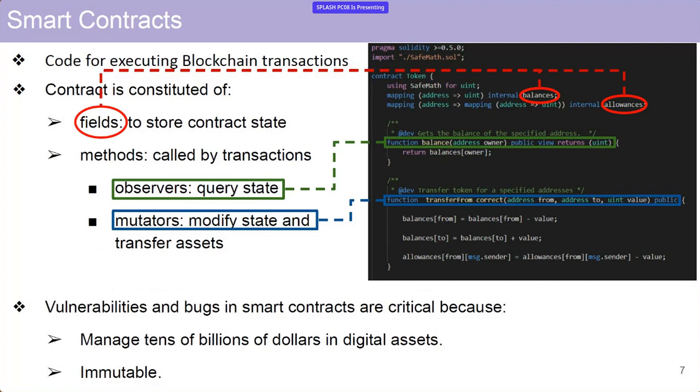Correctness and bugs in smart contracts are critical because smart contracts like tokens manage billions of dollars in digital assets, and also when they are deployed on the blockchain, they are immutable.